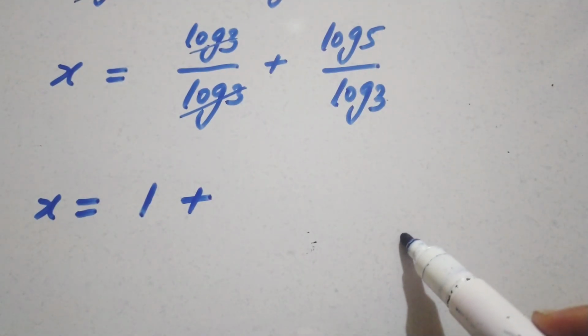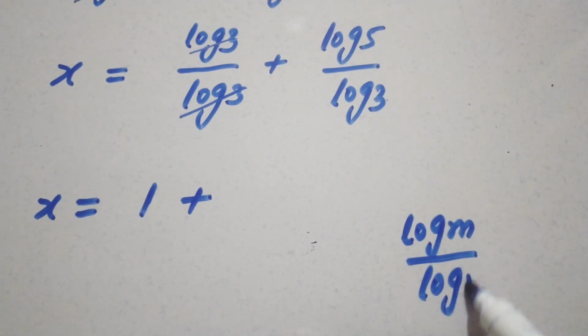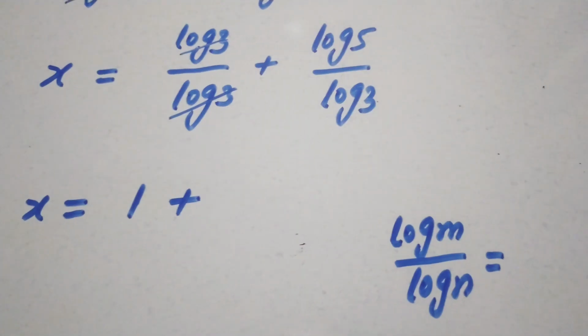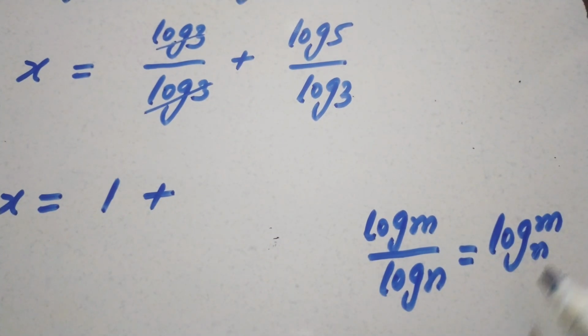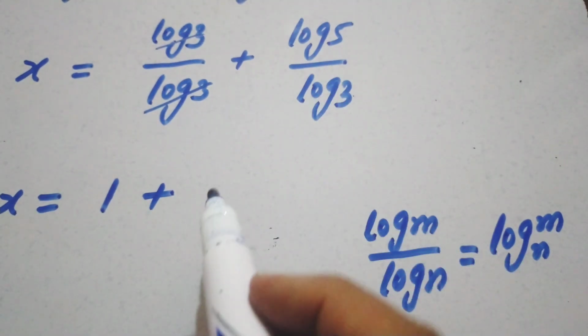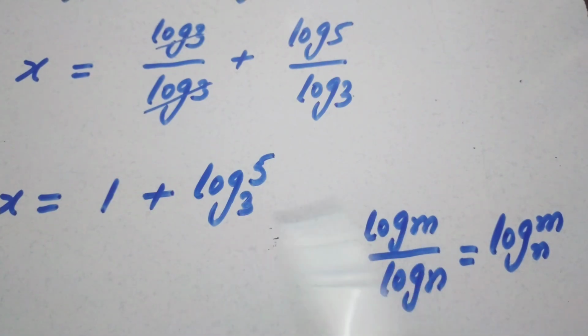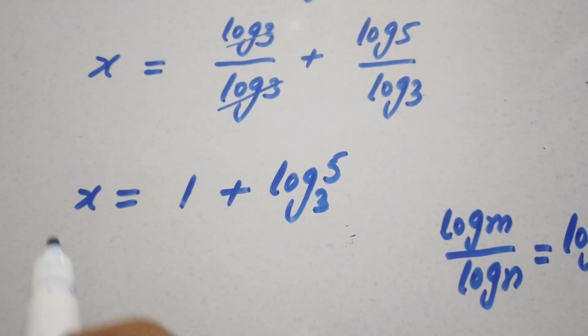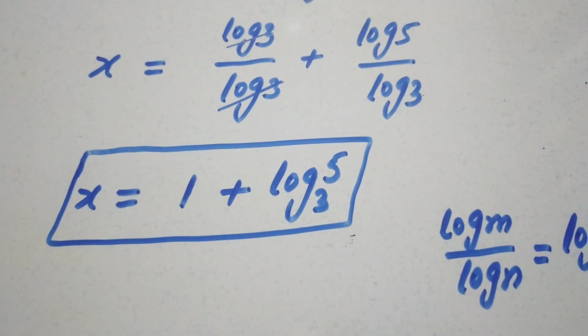This property is that if we have log of m divided by log of n, then this is equal to log of m to the base n. So this we will write as log of 5 to the base 3. This is the value of x. Now we will verify this, whether this value of x, which is 1 plus log 5 to the base 3, is valid for the given expression or invalid.